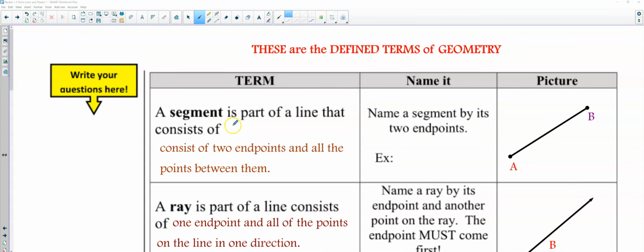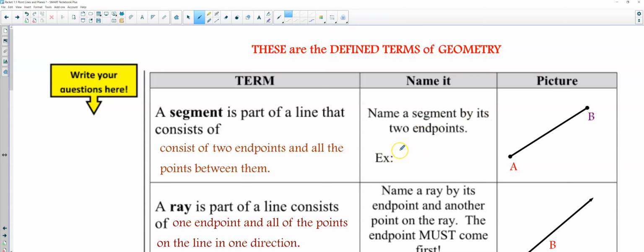Then we have the defined terms of geometry. We have a segment, which is part of a line that consists of two endpoints and all the points between them. That means two endpoints, usually a beginning and an end, but because it doesn't matter which one is the beginning, we call them endpoints, okay? We name a segment by the two endpoints. For example, in this case it is segment AB.